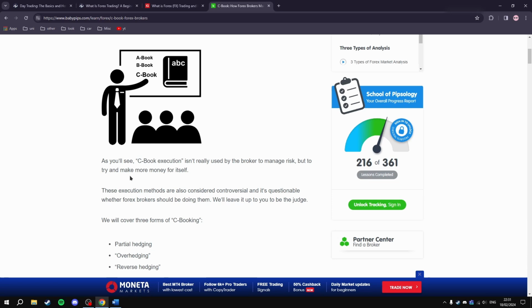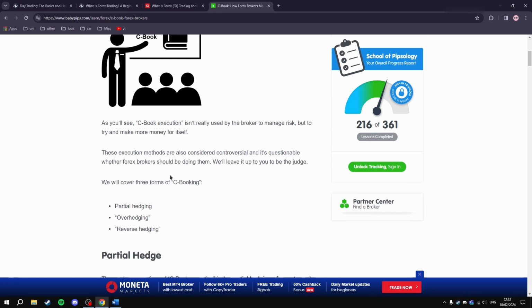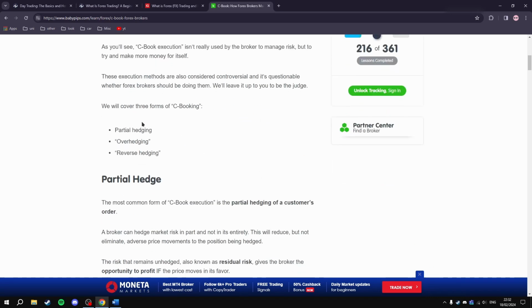As you'll see, C-book execution isn't really used by the brokers to manage risk, but to try and make more money for itself. These execution methods are also considered controversial, and it's questionable whether Forex brokers should be doing them. We'll leave it up for you to be the judge. We'll cover three forms of C-booking: partial hedging, over hedging, and reverse hedging.